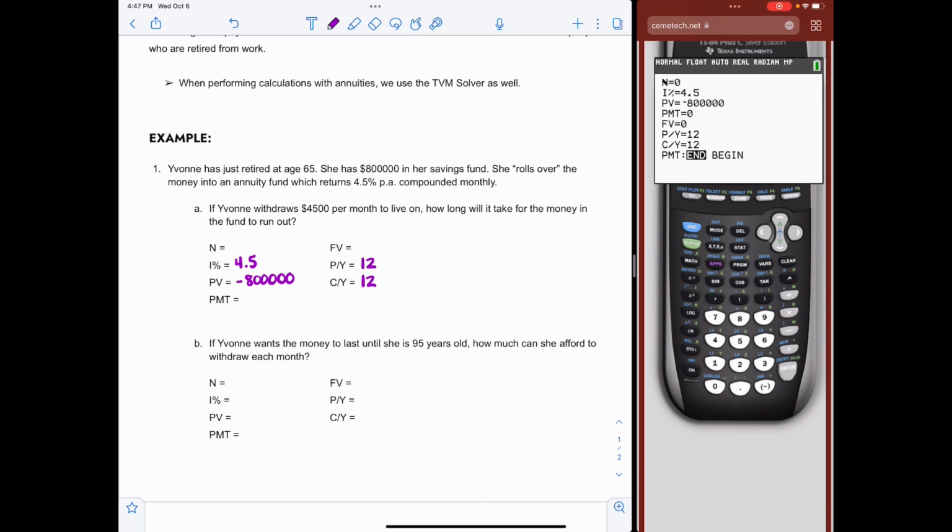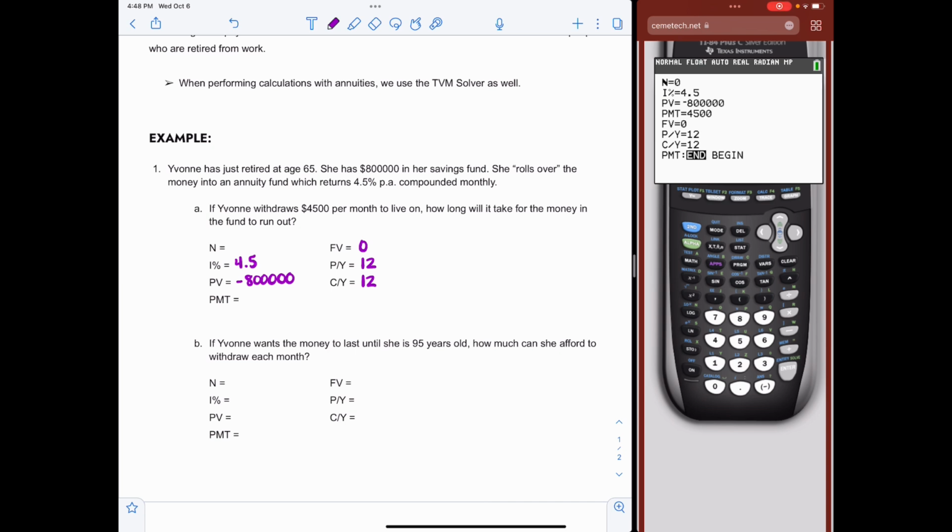So the question is asking, if Yvonne withdraws $4,500 a month to live on, how long will it take for the money in her fund to run out? So basically, we want the payment that she's going to get paid, or the check that she's going to get cut from the bank. She wants to get paid out $4,500 every single month. So I put $4,500 in for the payment. And then I go to N. We know our future value. Of course, our future value is going to be 0 because eventually you're going to run out of money.